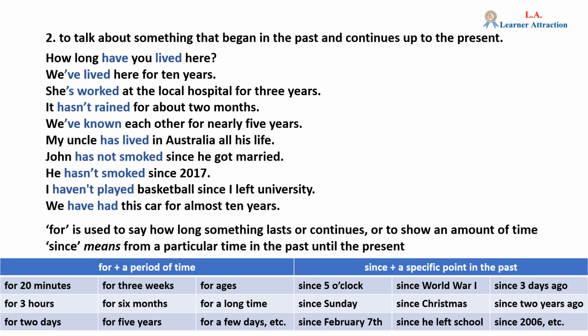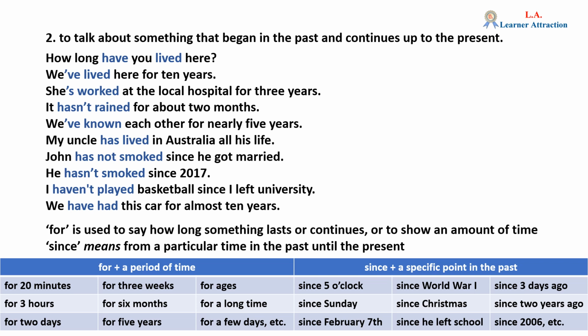For is used to say how long something lasts or continues, or to show an amount of time. Since means from a particular time in the past until the present. For plus a period of time: for 20 minutes, for 3 hours, for 2 days, for 3 weeks, for 6 months, for 5 years, for ages, for a long time, for a few days, etc.